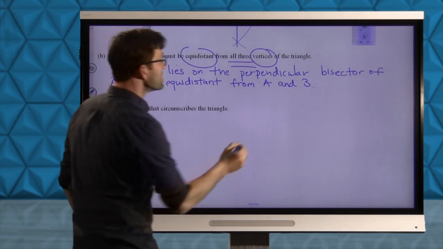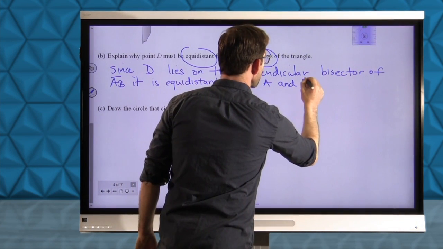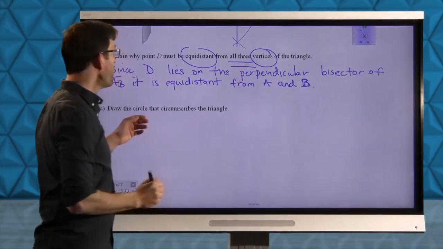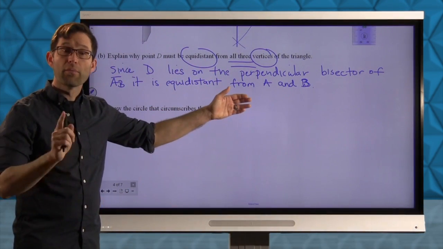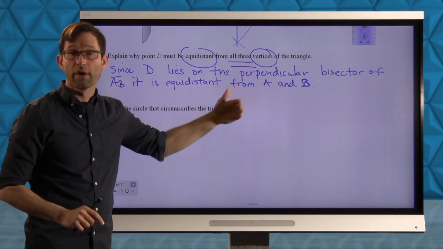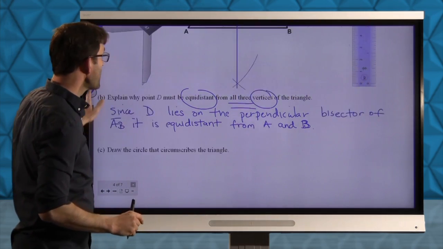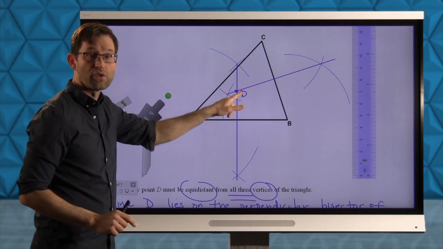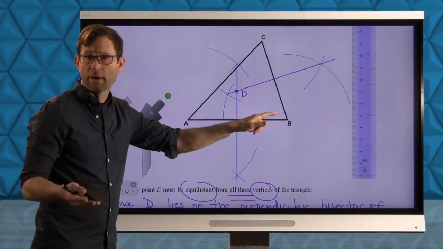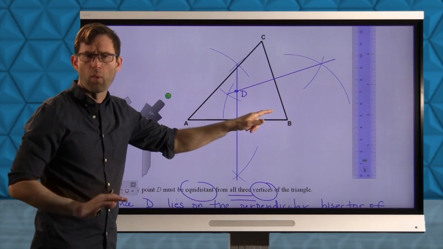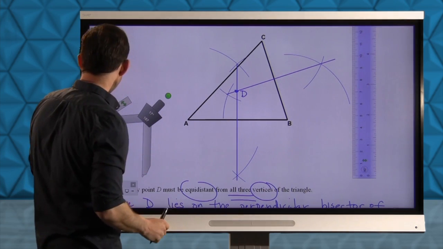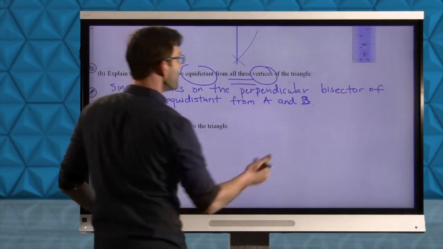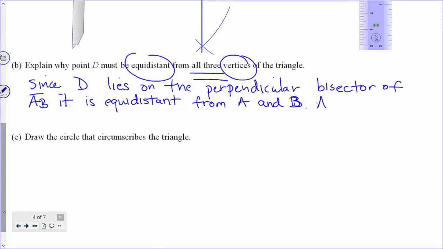What that means is if I measured the distance that D was from A and from B, that would be the same distance. Maybe it would be 4 inches each, right? So again, if I measured the distance that D was from A, it'd be 4 inches. If I measured the distance D was from B, it would be 4 inches. They'd be the same distance no matter what. Maybe not 4, obviously.